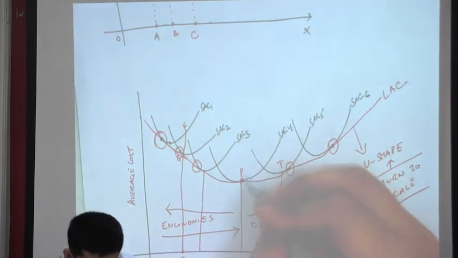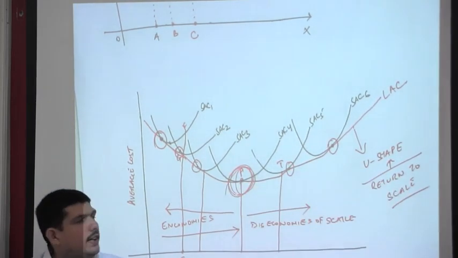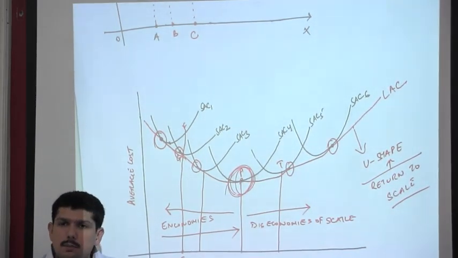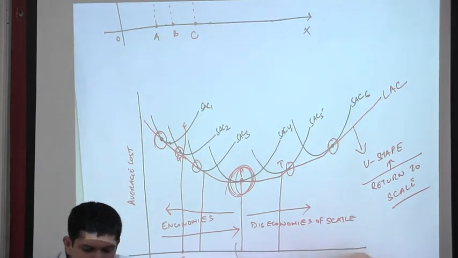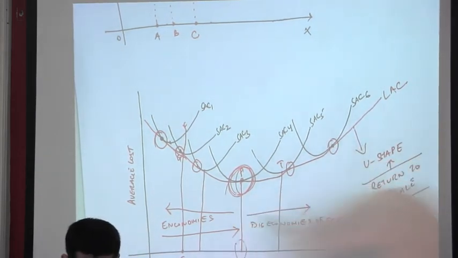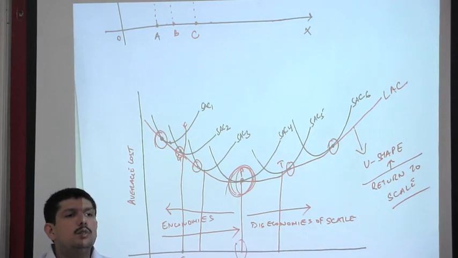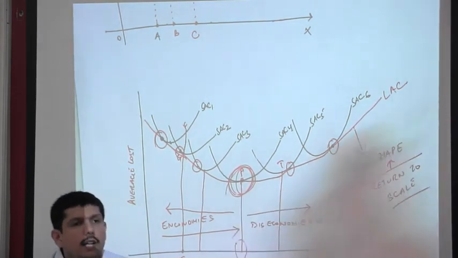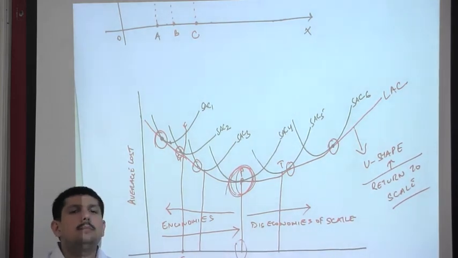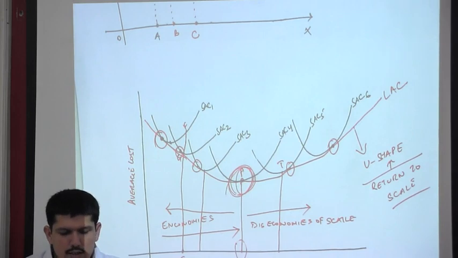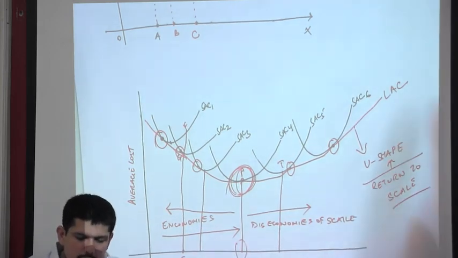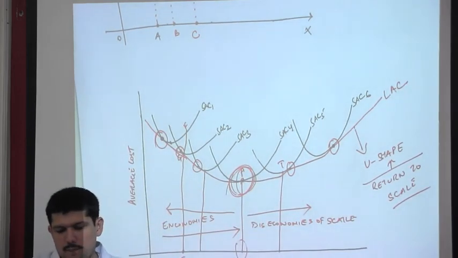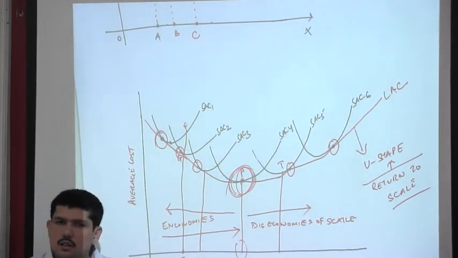So, up to here I am enjoying economies of scale. This is known as the optimal level of production. Beyond this point, my economies of scale are getting converted into diseconomies, and producing beyond this point will not be suitable because it increases my cost per unit, right? So this is the U-shape of the long run average cost curve, because of economies and diseconomies of scale.